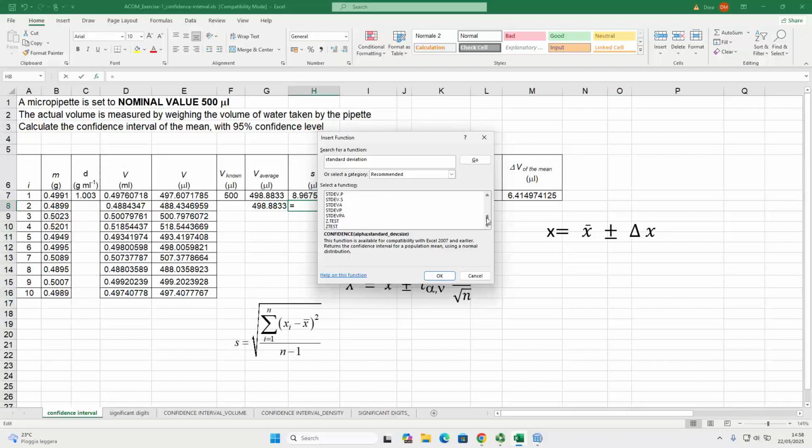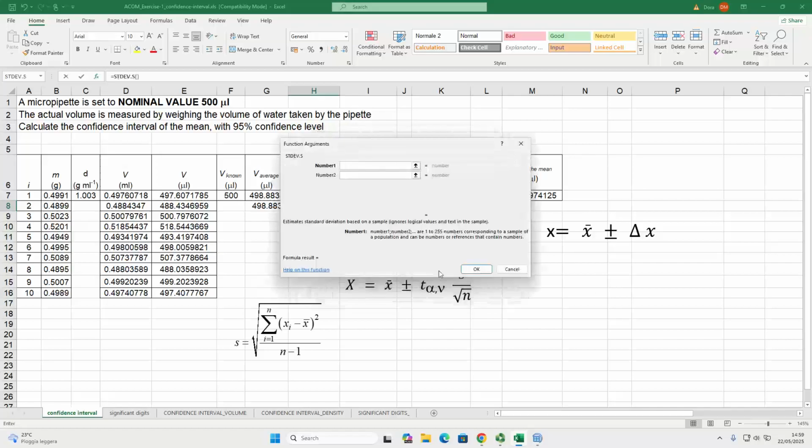There are several functions, and for each of them there is an explanation. If you click on the right one, STDEV.S, you see the explanation below. This was the name of the function in the previous versions of Excel. The new one is this, STDEV.S. Standard deviation of the sample, and below you read: estimates standard deviation based on a sample, ignores logical values and text in the sample. Okay, so this is the right function.